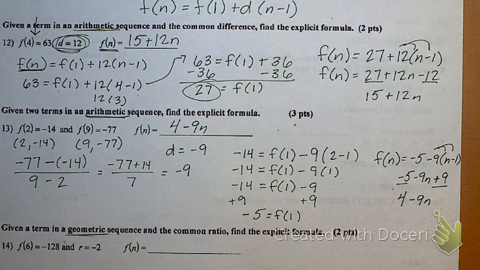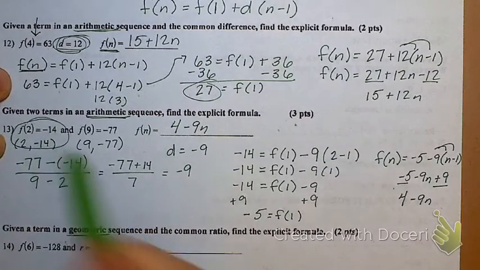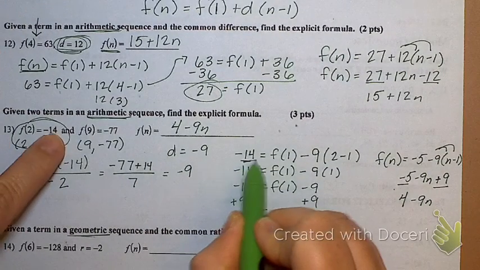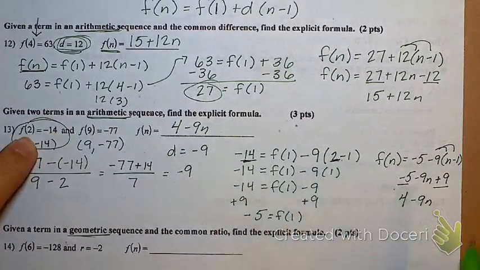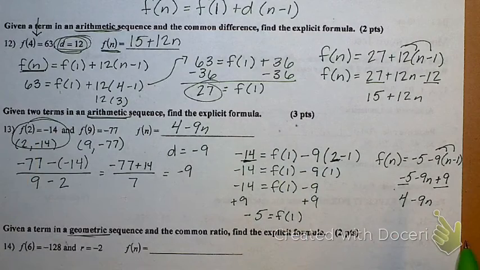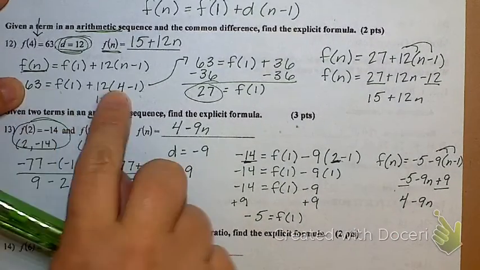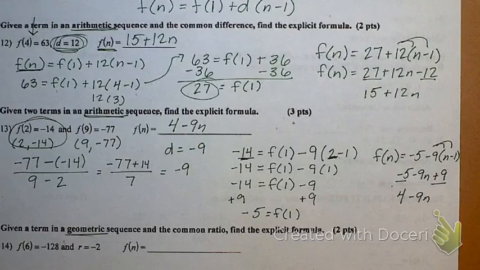Okay? Questions there? So after you get the 9, where did you get 2 minus 1? Where did I get what? The 2 minus 1. From my point right here. I put 14 in, which means I have to put 2 for n. So you pick one of your points, just like I did up here. Oh, got it. Okay, great.